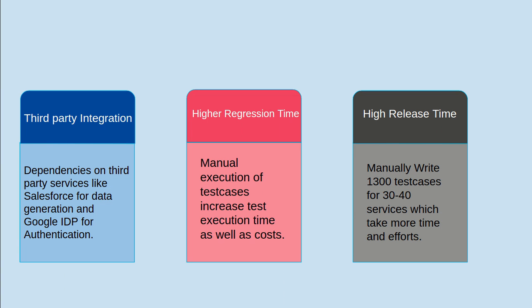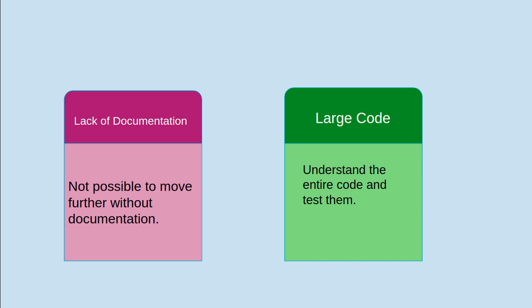High release time. Without automation, manually we write 1300 test cases for 30 to 40 services, which takes human time and human efforts. So these are the challenges that we have faced, and the biggest challenge is lack of documentation. Without documentation, it's not possible to move further. So documentation is an essential part of API testing.